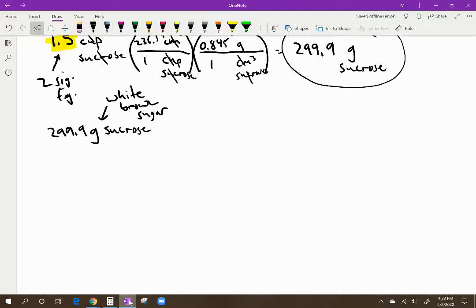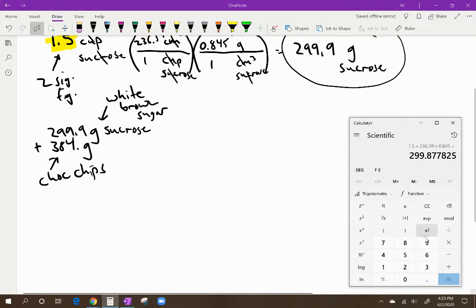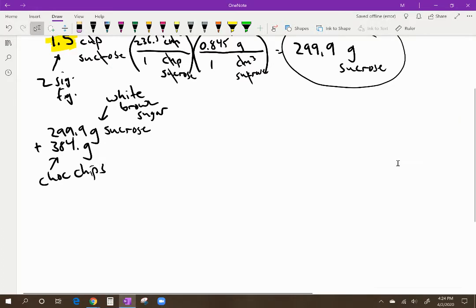Okay, so 384 grams from the chocolate chips. So we're going to add here 384 more grams of sugar for a total of 683. Let's just round that to 684 to keep it a little simpler. We'll go 3 sig figs. 684 grams of sugar in our cookies.